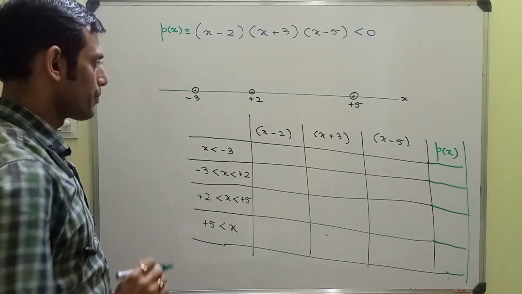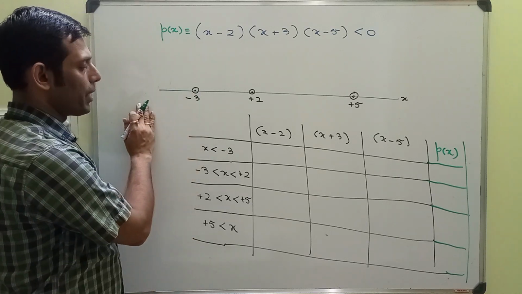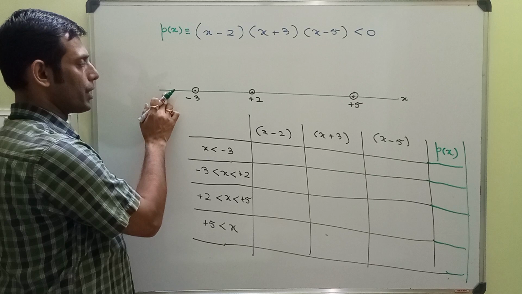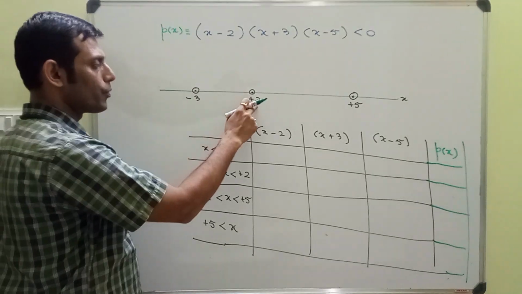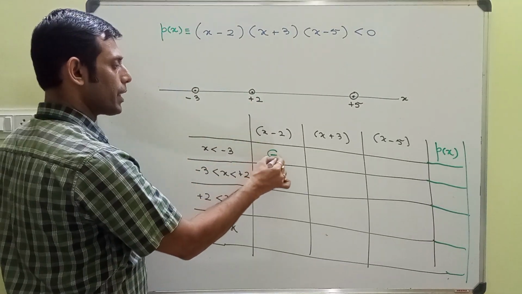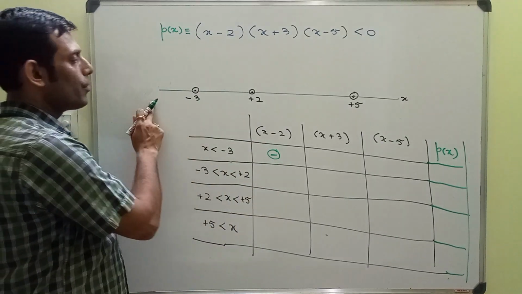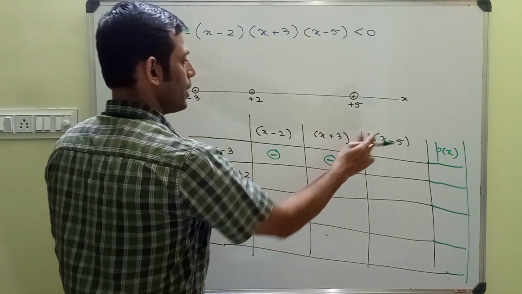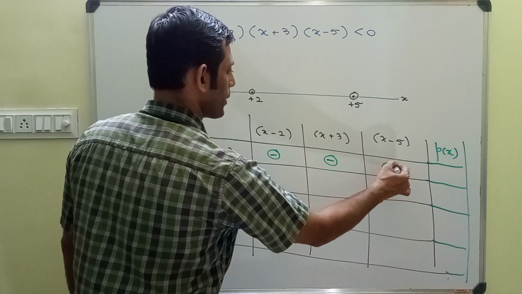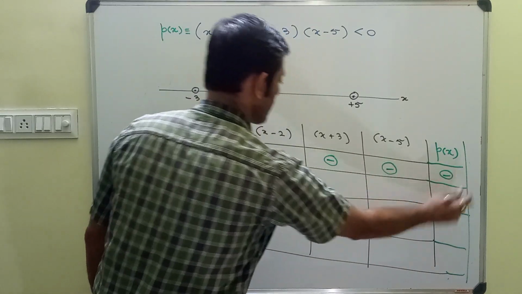Now when I'm to the left of minus 3, I am to the left of 2 as well, and therefore this is negative. I am to the left of minus 3, this is negative. I am to the left of 5, I am negative. Product, finally negative.